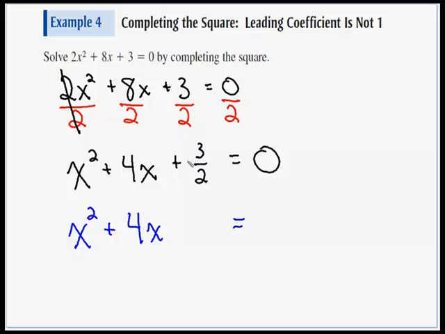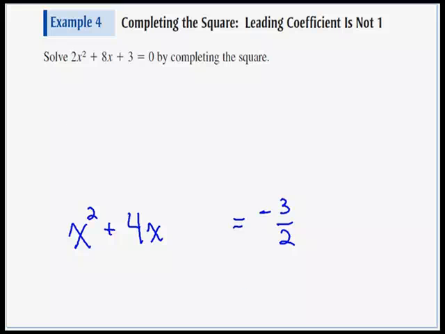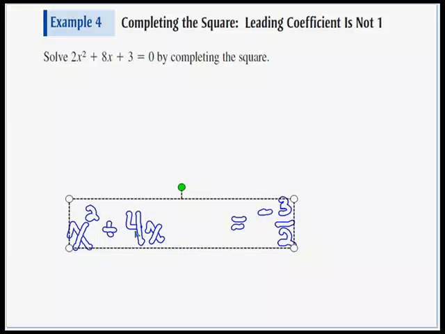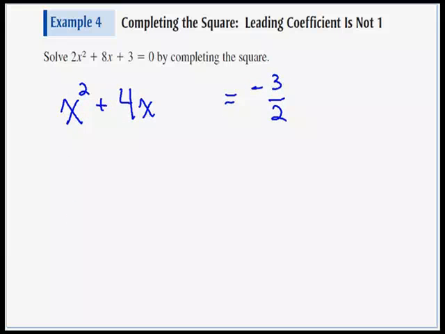When I move that 3 halves over to the other side, it changes to a negative 3 halves. We subtracted it from both sides. And now we're set up and ready to do our completing the square. So I'm going to move this up. Again, the end game is to have a quantity perfectly squared equal to something, and we just have to figure out what number goes here to make that happen perfectly.